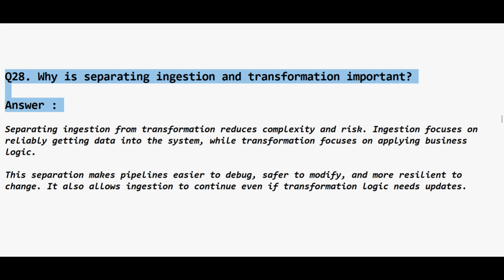It also allows ingestion to continue even if transformation logic needs updates.